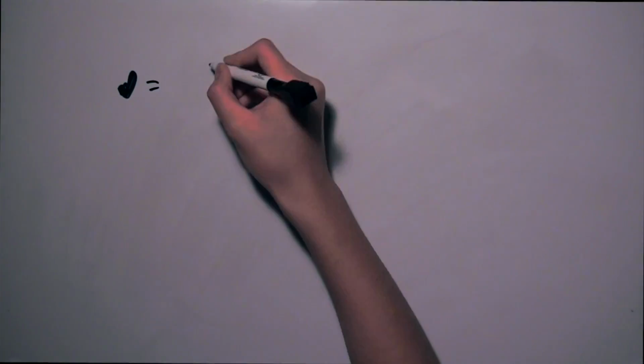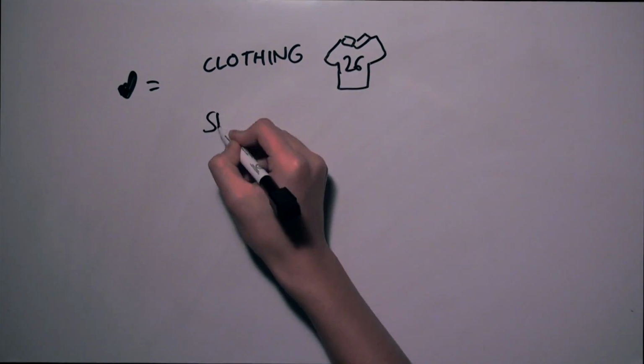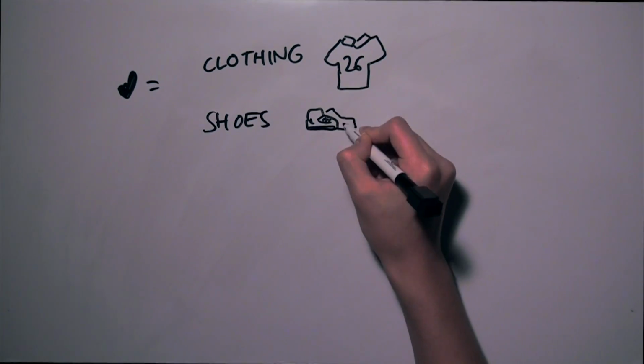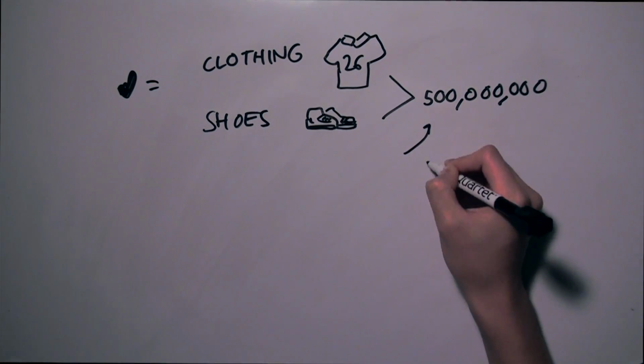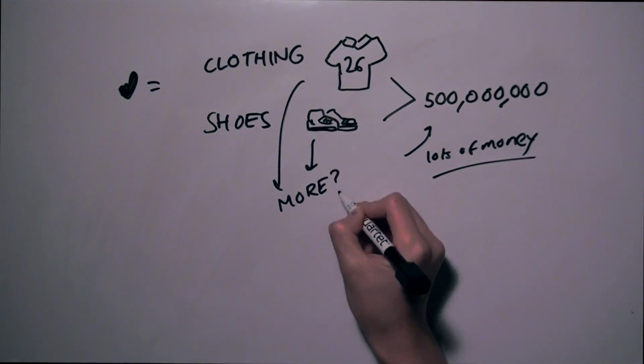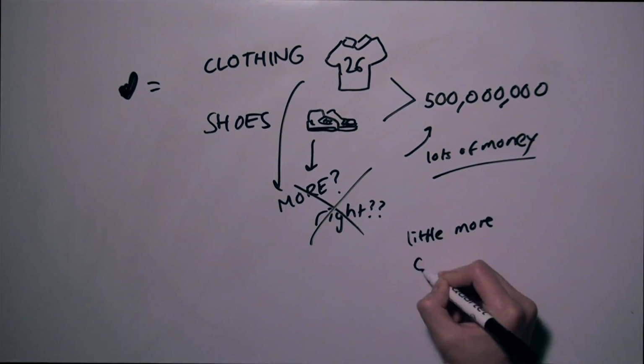We know a few things about Nike, including the fact that they make the most money off of their clothing and shoe lines, with which together they make about $500 million a year. So why don't we just make more of everything? Isn't that pretty obvious? No, because it's a little bit more complicated than this.